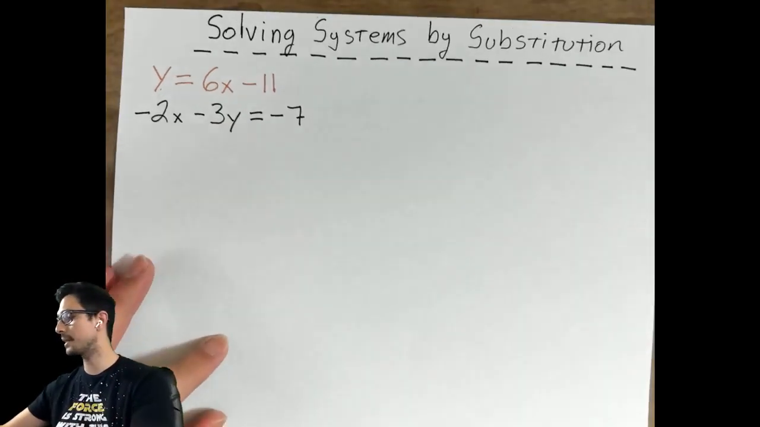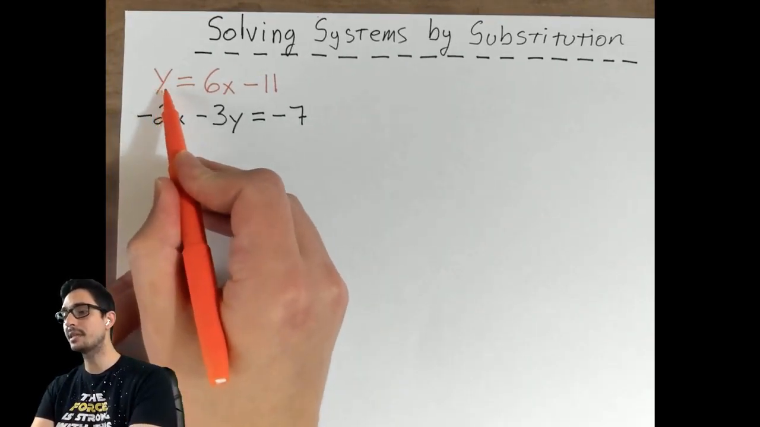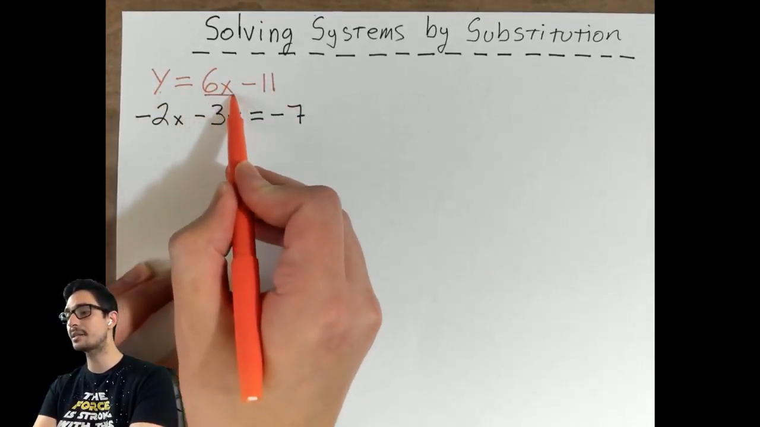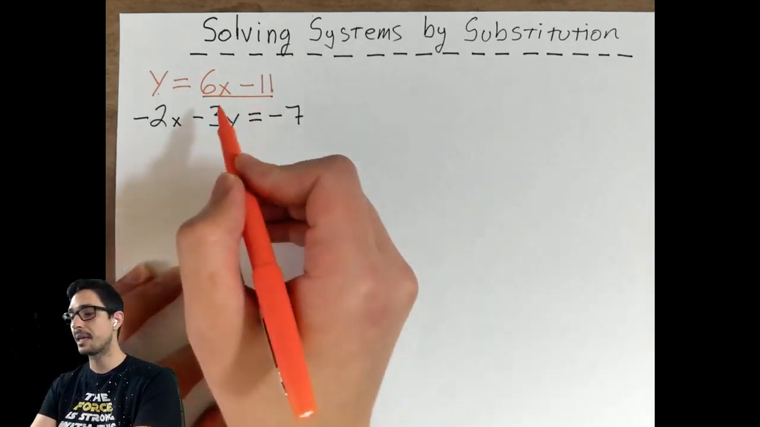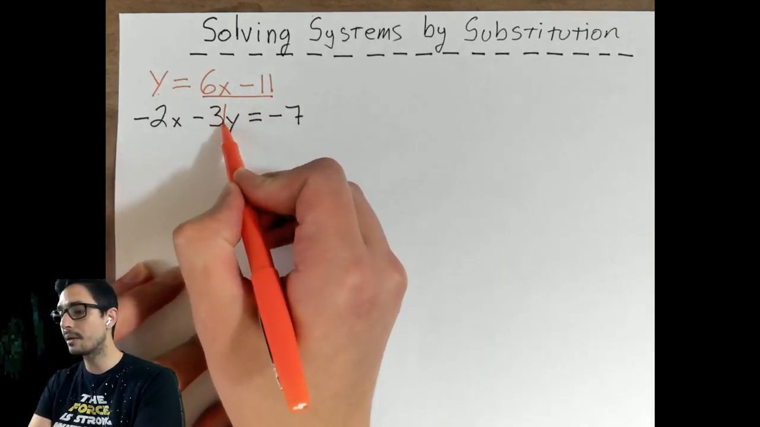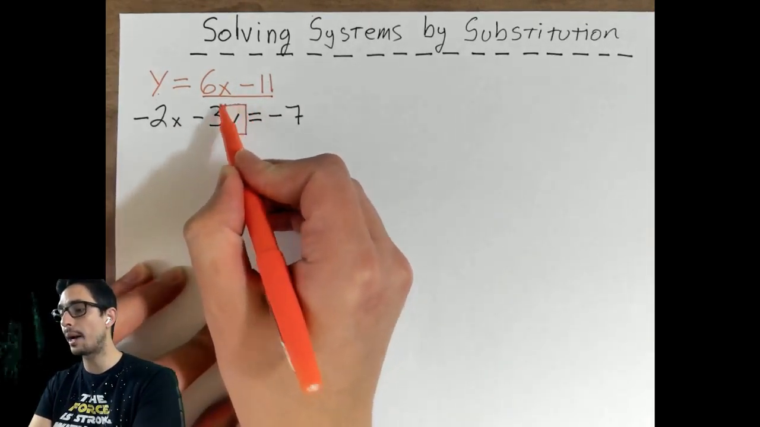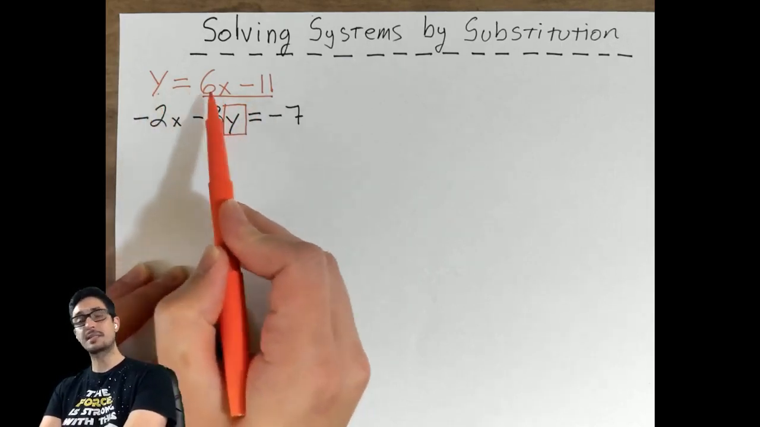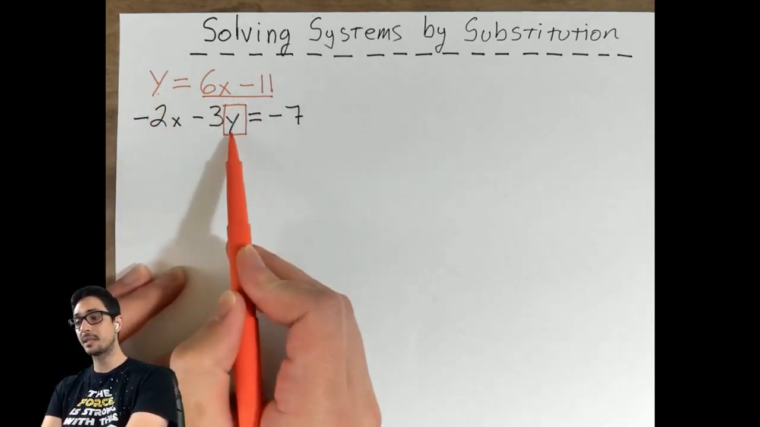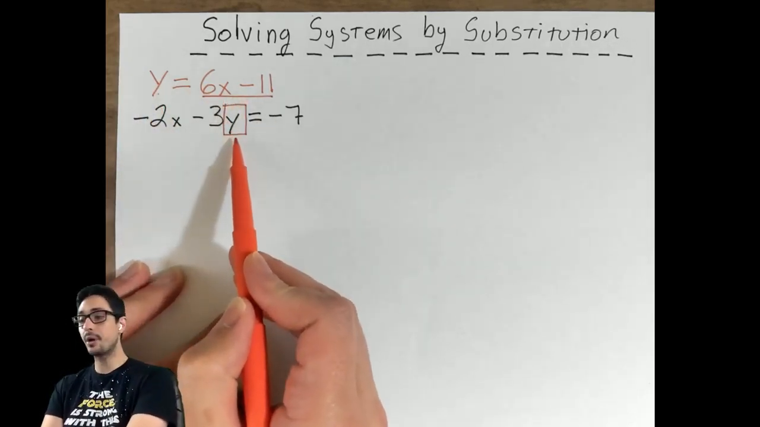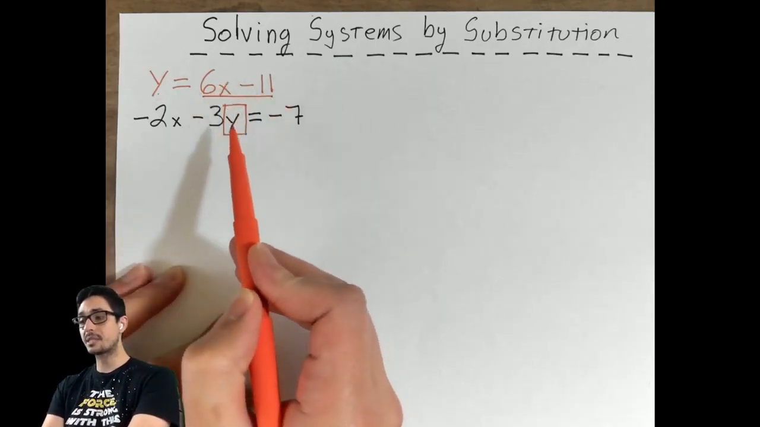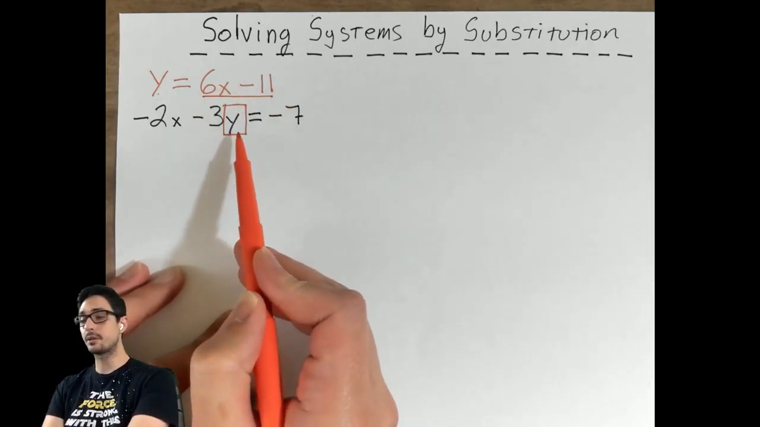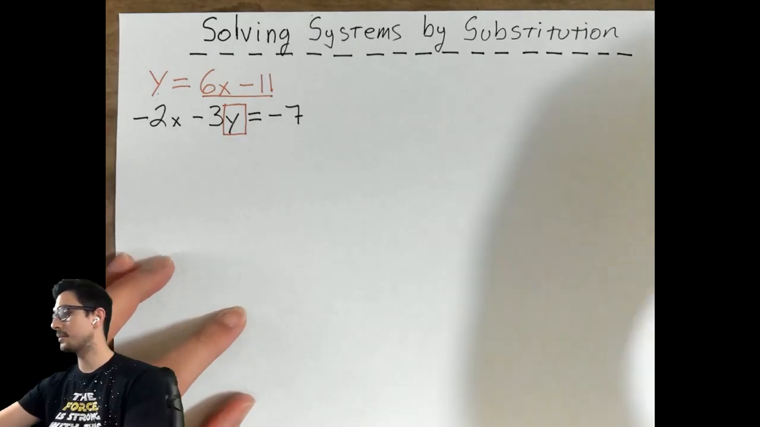What I mean by that is I want to take this value for y, which is 6x minus 11, and put it into this y. Because if y equals 6x minus 11, then this y, which has to have the same value, also equals 6x minus 11. Let me show you what I mean here.